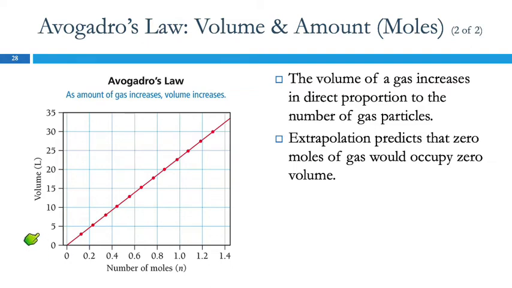So you could get data like this from an Avogadro's law experiment. So you're measuring the volume of the gas as you increase the moles of gas that are present. And of course, we're keeping the temperature and the pressure constant. So we get a straight line. The volume of gas increases directly proportional to the number of gas molecules. And if we extrapolate to zero, this predicts that 0 gas molecules would occupy 0 volume. Seems pretty reasonable.